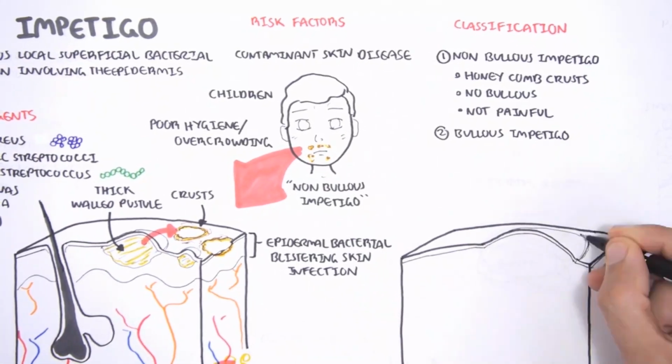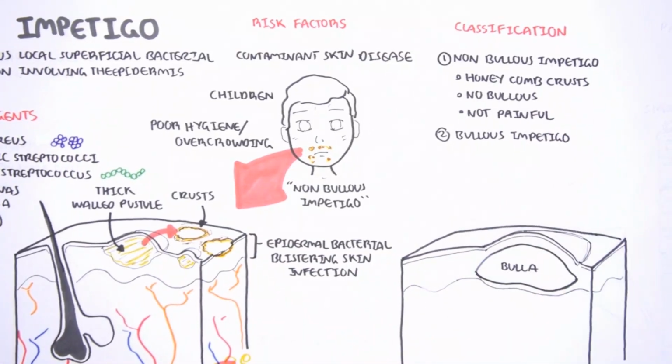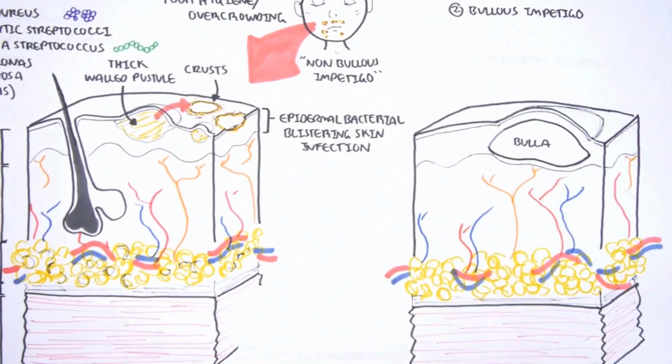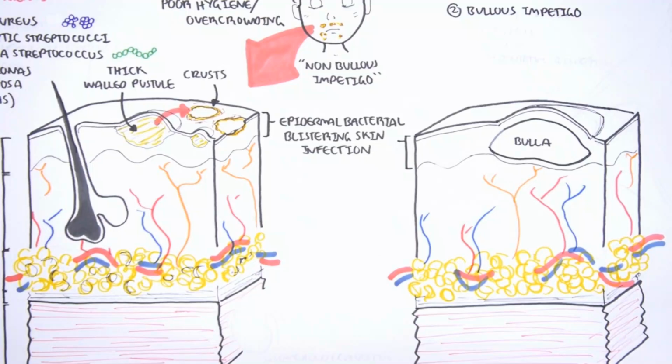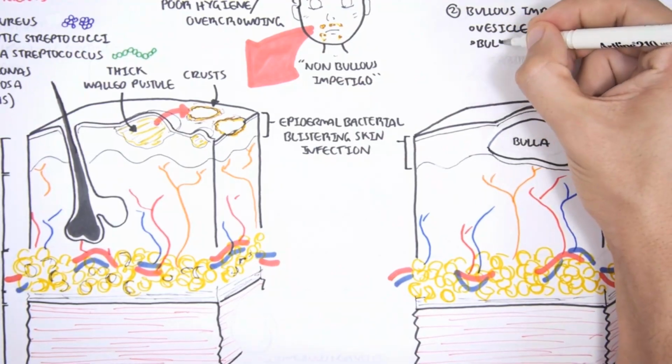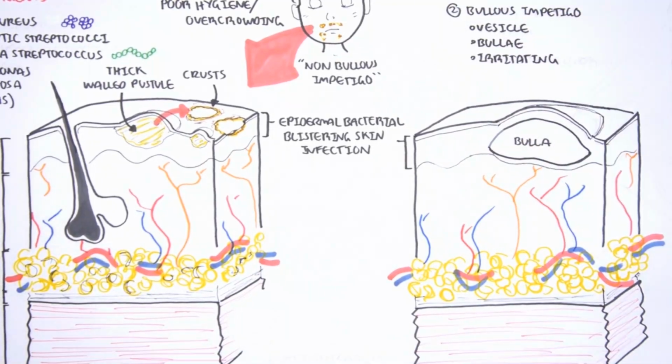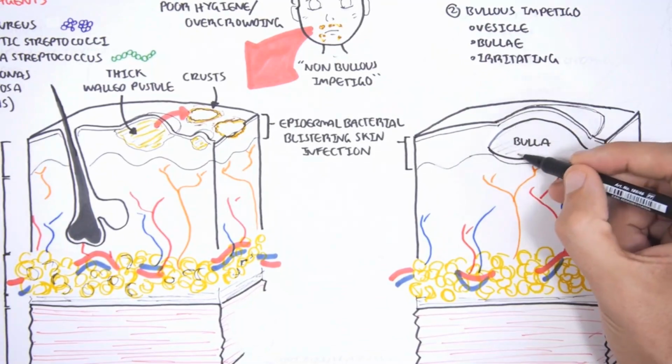Bullous impetigo, on the other hand, is different. So if we're to draw it out, again, bullous impetigo involves formation of a bulla, which is essentially a big blister. But again, this is only confined to the epidermis. Because it is so big, the blister can actually cause irritation because it's very close to the sensory nerve fibers. Bullous impetigo is characterized by vesicles, the small blisters, bulla, the big blisters, and it being irritating.